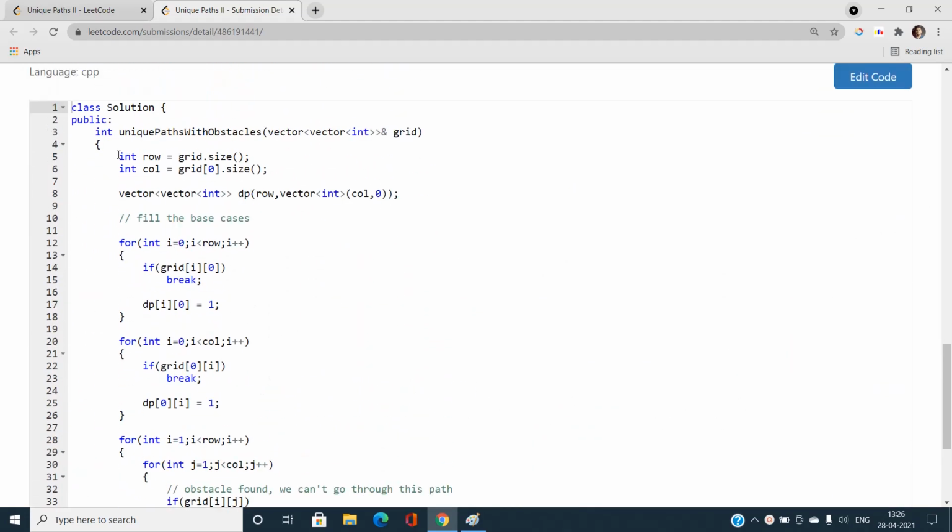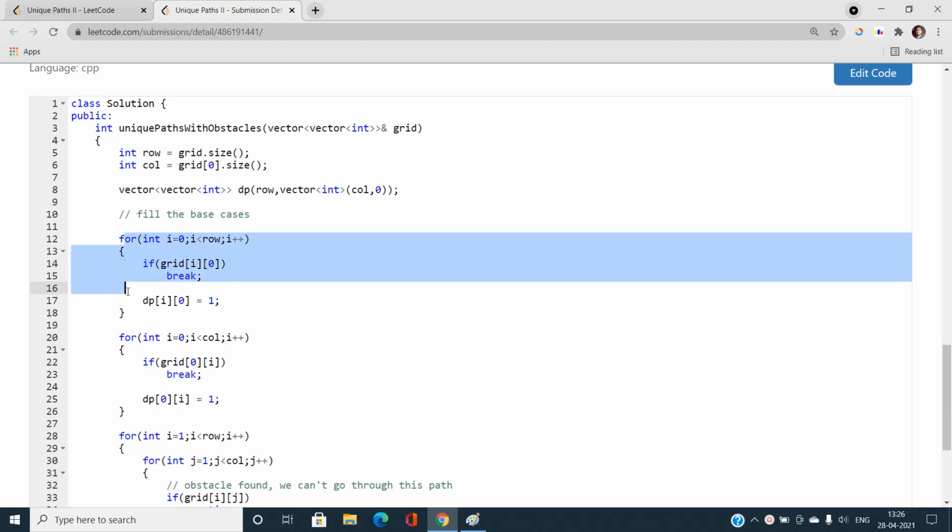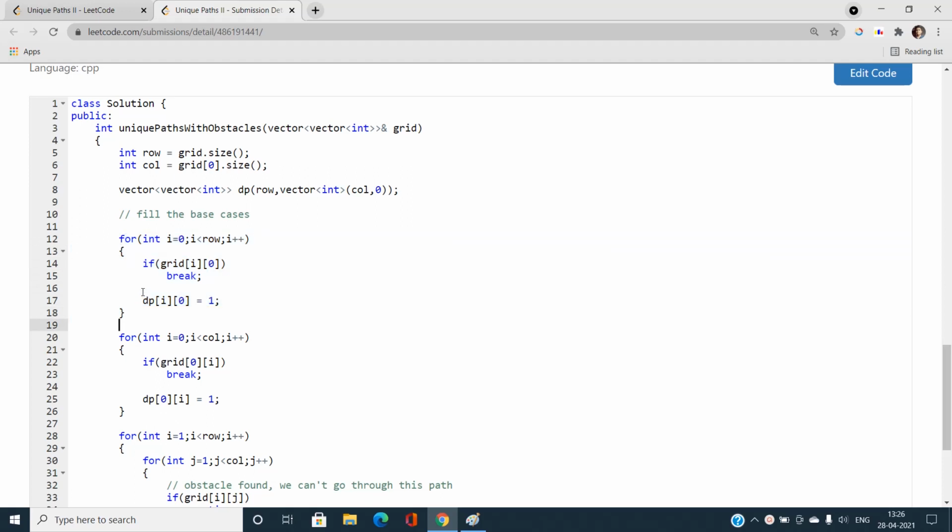Okay, so you can see row is going to denote the grid size and column is going to denote the grid zero size. And I have a DP matrix, a 2D matrix. I am going to first fill the base cases. And what are these base cases? It is nothing but the first row and the first column. You can see here I have talked about the first column. I am going to iterate for the number of rows, and for every row, as soon as I find an obstacle, I am going to use the break statement.